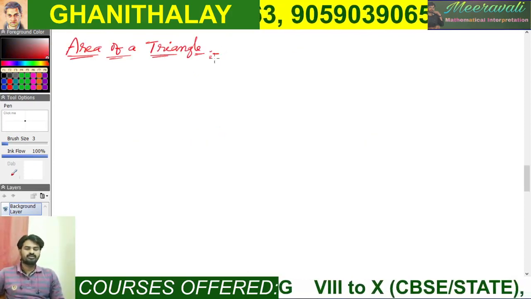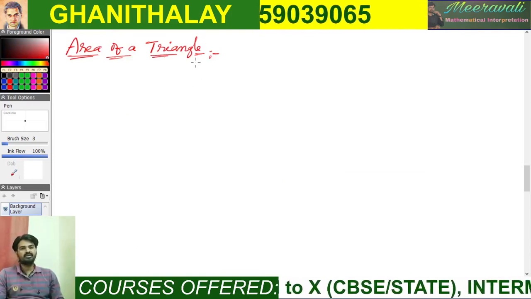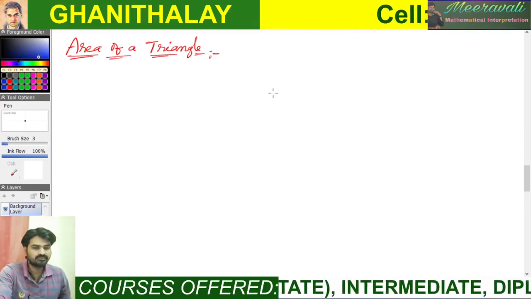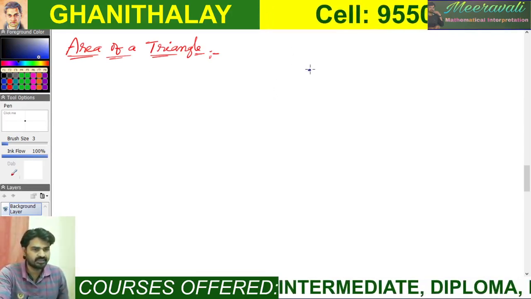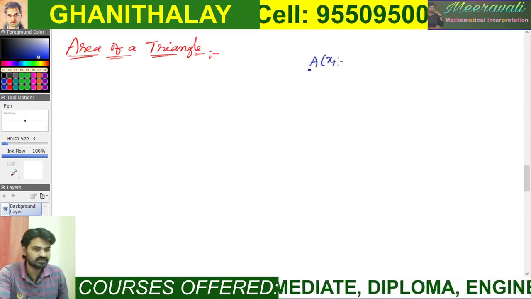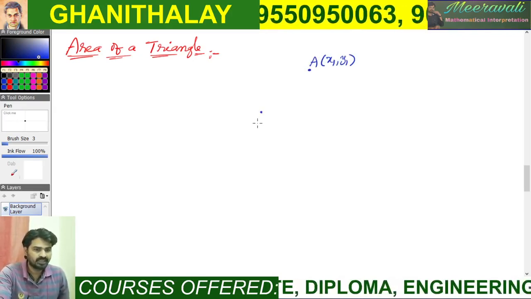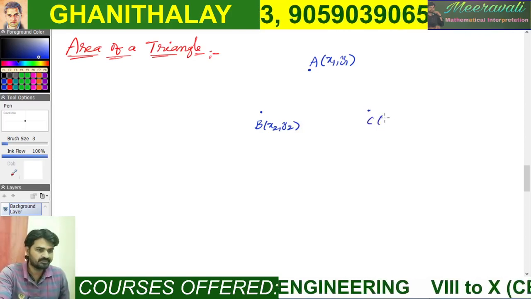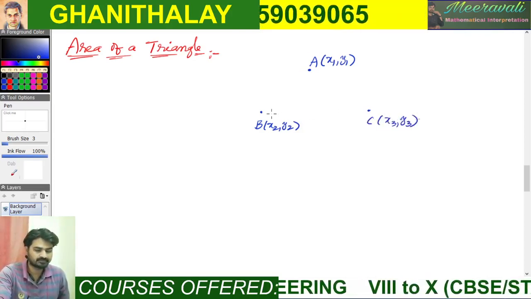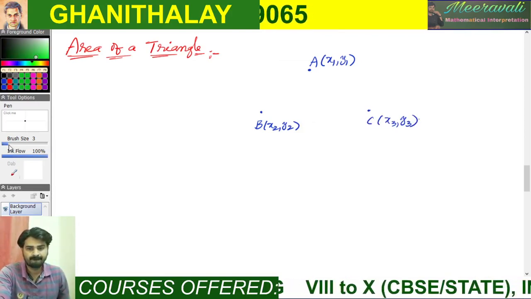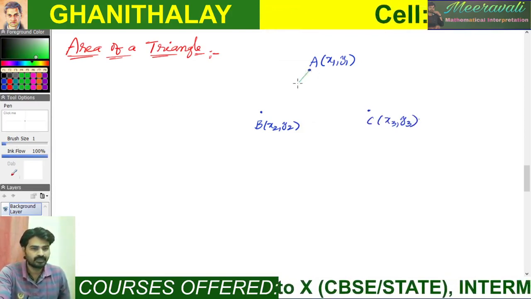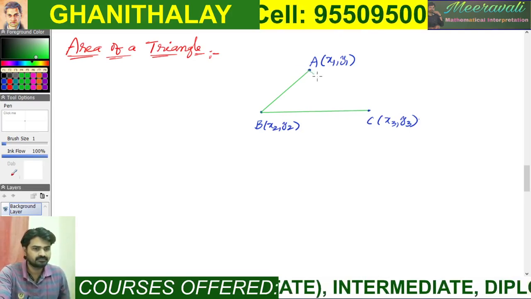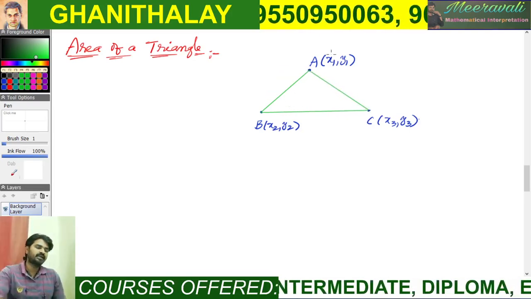Okay, students, now we are going to discuss the area of a triangle. To find the area of the triangle, we have to know the vertices. So let us take the vertices: capital A is (x1, y1), next capital B is (x2, y2), next capital C is (x3, y3). If you join these vertices, you will get a triangle. This is the triangle ABC.